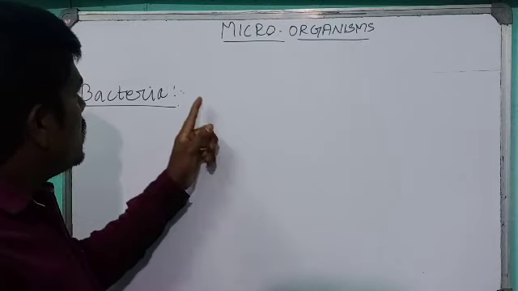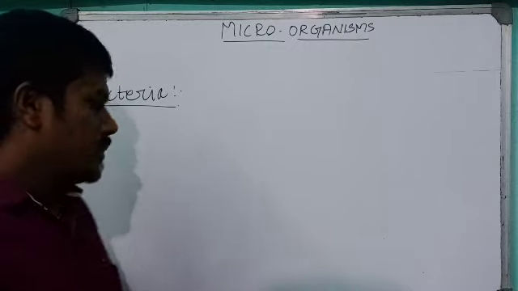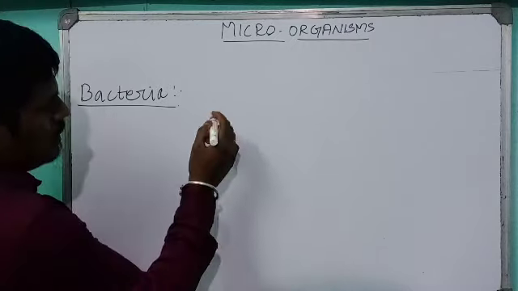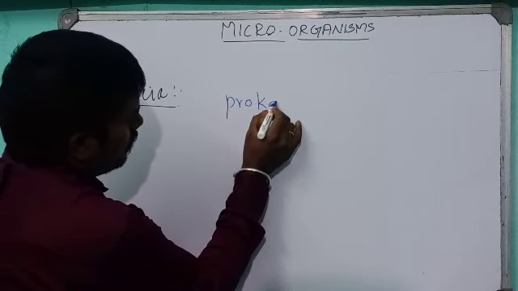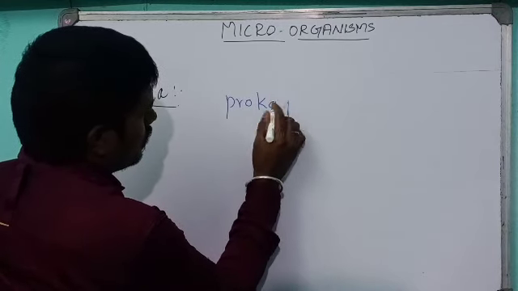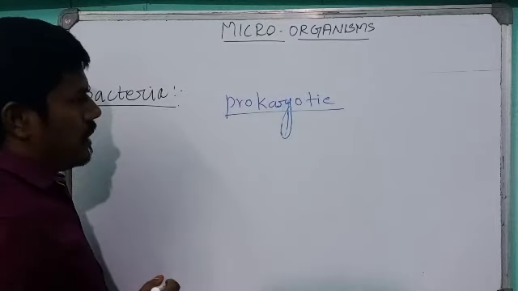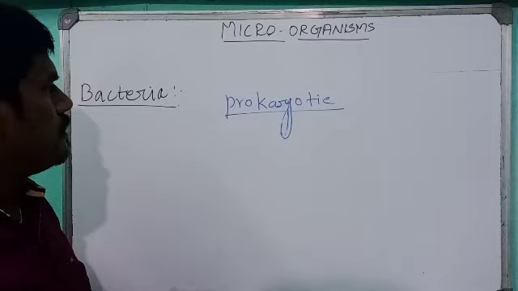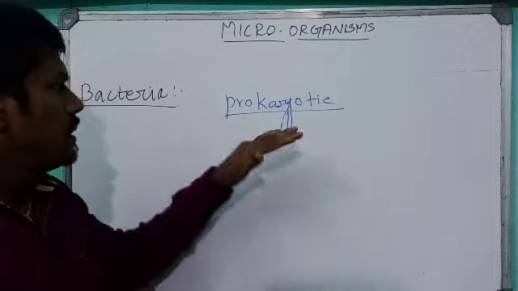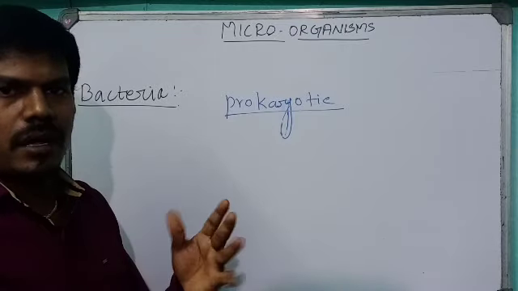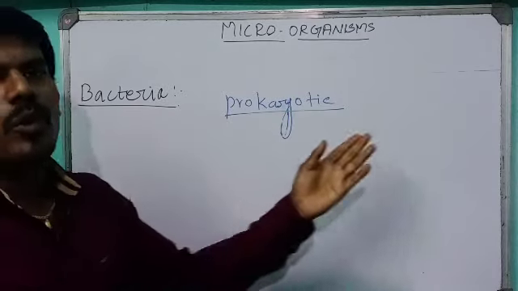Bacteria is a single-celled prokaryote. What does prokaryotic mean? Prokaryotic means very simple. You already studied this in the previous classes. Prokaryotic means nothing but very simple, without a nucleus. That is the primitive stage, not having a nucleus. That category of cells is considered prokaryotic. So the bacteria is one of the prokaryotic cells.